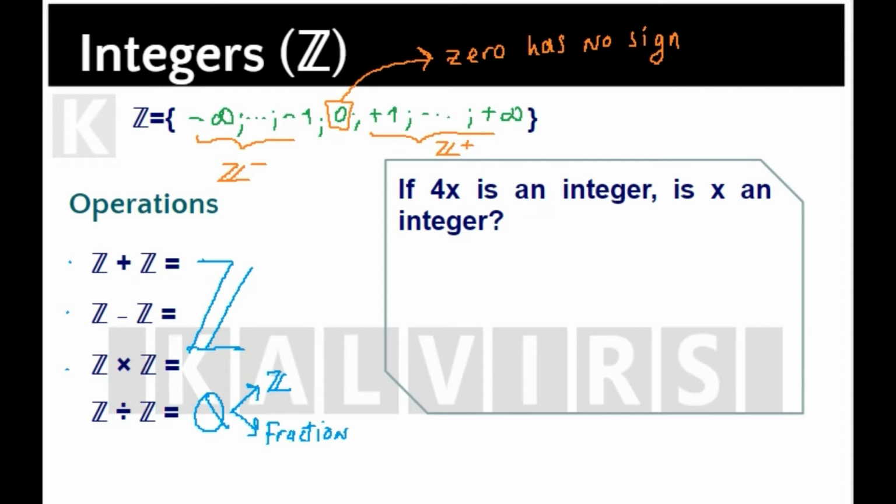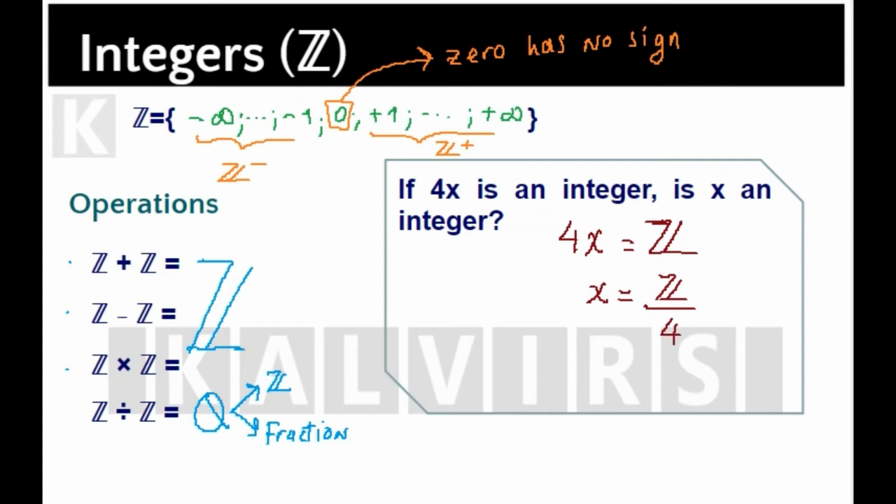Now, for the question in the box. If 4 times x is an integer, is x an integer? So 4 times x equals an unknown integer. Any integer. We don't know which integer this is, z. So x is equal to the unknown value z over 4.